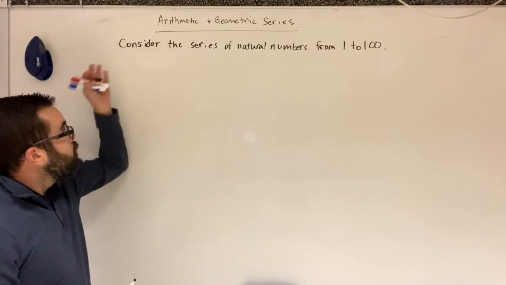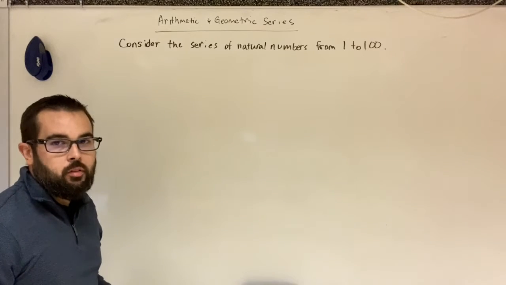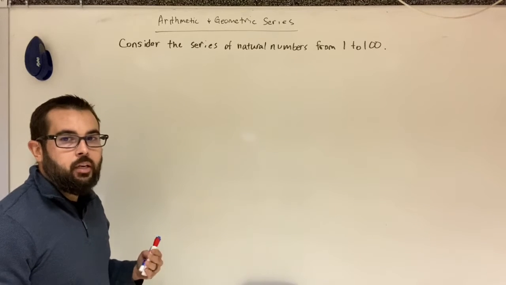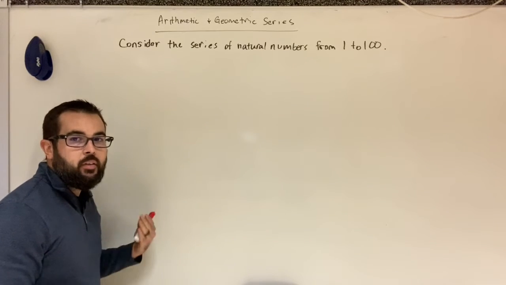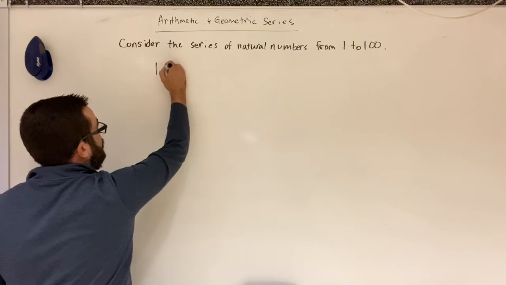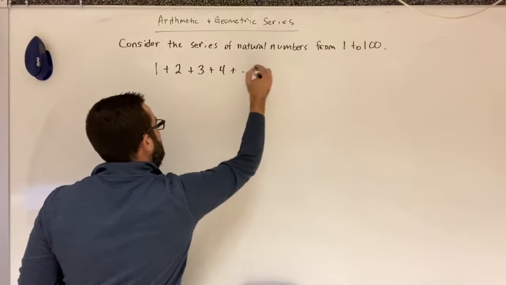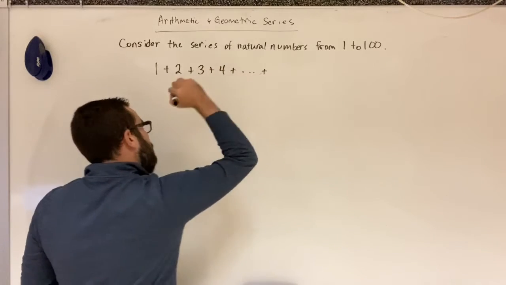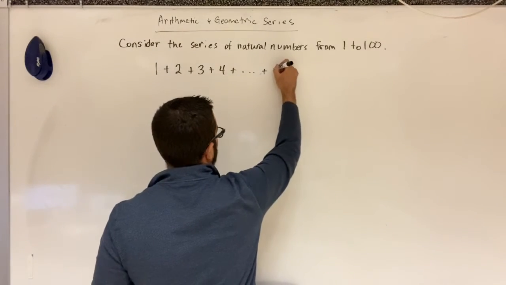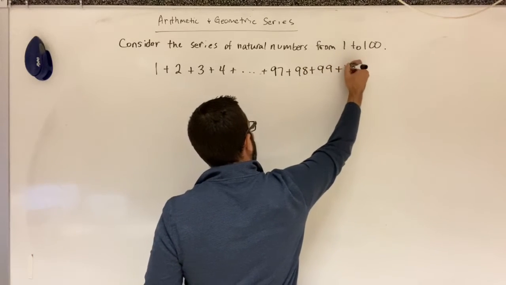So to start, I want to consider the series of natural numbers from 1 to 100. First off, what are natural numbers? Natural numbers are counting numbers. They're positive integers. So if we're going from 1 to 100, the series would look like 1 plus 2 plus 3 plus 4 plus ... Plus, I'm going to show a little bit at the end of this series what it will look like. So we would have plus 97, plus 98, plus 99, plus 100.